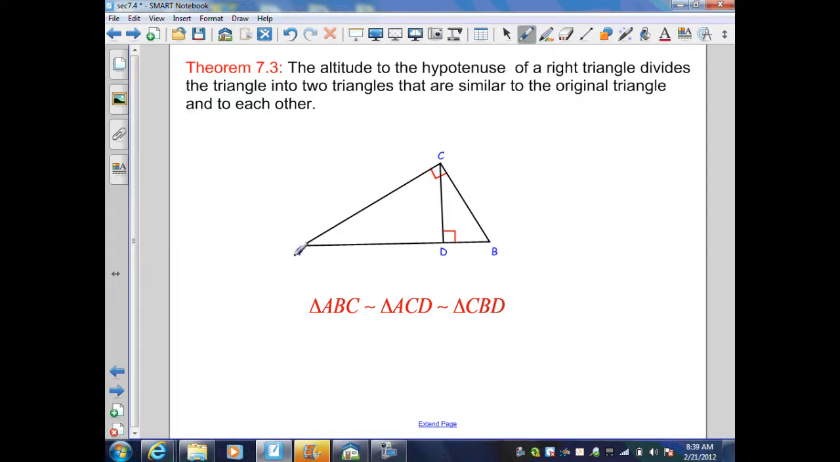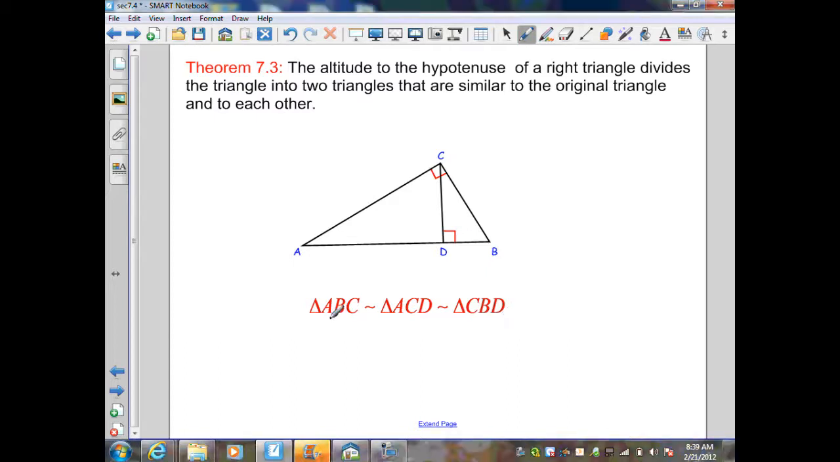Here I have a triangle ABC. It's a right triangle. The right angle is at vertex C. I also have a segment CD that is an altitude from the right angle to the hypotenuse. When this occurs, I generate three triangles that are similar to each other. The two smaller ones, triangle ACD and triangle CBD, are similar to each other and to the original triangle ABC.